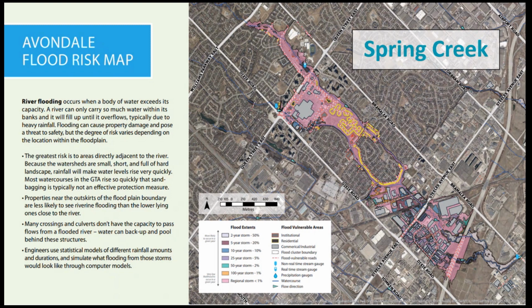If you see any buildings that are dark gray with a red outline, it denotes an institutional building. If it's black with a yellow outline, that means it's a residential building. The flood cluster boundary is denoted by a checkered outline of dark black or dark blue. The flood vulnerable roads are shown in a hashed red and white mark. You can also see where stream gauges, real-time or non-real-time stream gauges are located, precipitation gauges are located, the associated water courses are located, and where the flow direction can be seen.